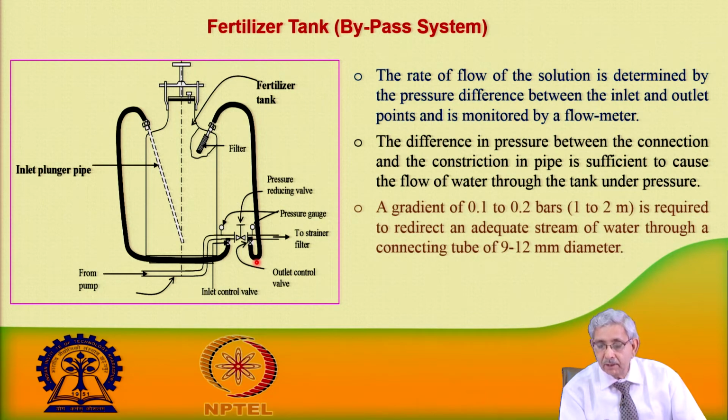water is entering the system. The difference in pressure between the connection and constriction in the pipeline is sufficient to cause flow of water through the tank under pressure. This is the thing which I explained here. A gradient of 0.1 to 0.2 bar is required to redirect an adequate stream of water through a connecting tube of 9 to 12 millimeter diameter.